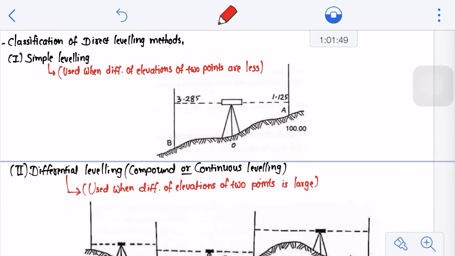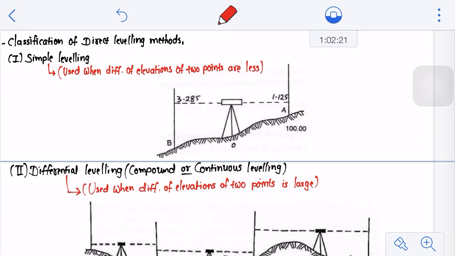This is the method used for determining the difference of elevations of 2 points which are visible from a single position of the instrument. Mark this word, single position of the instrument, right? That's why the level difference between 2 points is determined by setting the leveling instrument midway between the points. As you can see in the figure on the screen, the points A and B are visible from the single instrument station O.